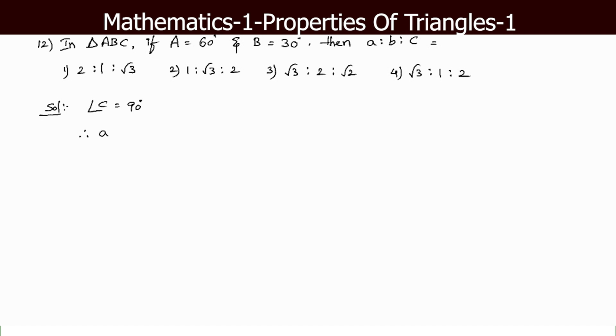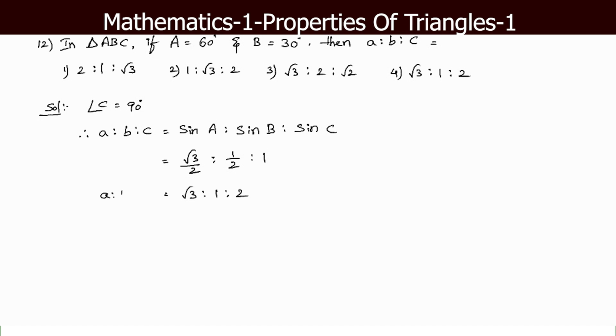So small a is to small b is to small c is equal to sin A is to sin B is to sin C by the sine rule, because a by sin A is equal to b by sin B is equal to c by sin C, each equal to 2 capital R. So sin A means sin 60, root 3 by 2, sin B means half, and sin C means 1. So the ratio is root 3 is to 1 is to 2. Correct option is option number 4.